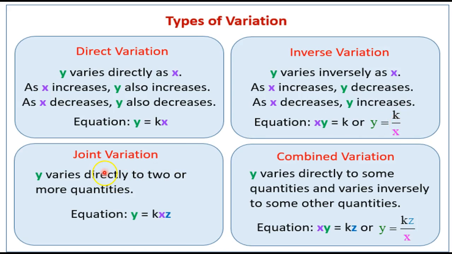If it varies jointly, it is just like direct variation, only that instead of dealing with x, it is related to two variables at the same time. So you just multiply those two variables with the k. And combined is when you have both direct and inverse. It varies directly with one of the variables and varies inversely with the other variable.